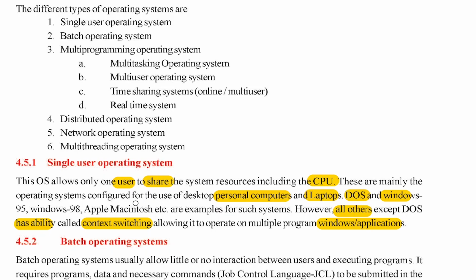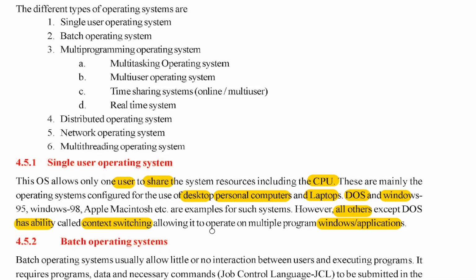This type of operating system is mainly used for desktops, like microcomputers, personal computers and certain types of laptops, almost all laptops. DOS and Windows we commonly use. Except DOS, all others have the ability called context switching, allowing them to operate on multiple program windows. I think everybody who uses computers might have seen many applications in the taskbar. You can see many windows. If you click, that one will be working, and many applications can be run.